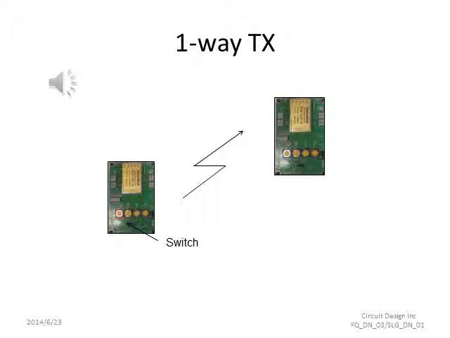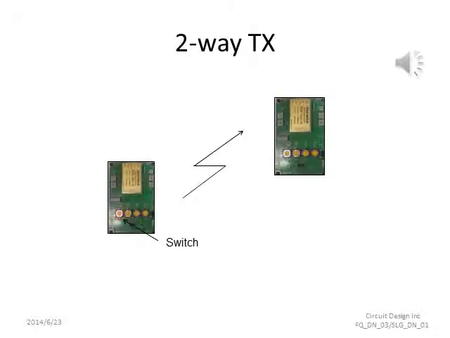For the one-way transmission, you just push the switch on the transmitter board and the corresponding LED will light up on the receiver board. For the two-way transmission, it is exactly the same but this time an acknowledgement is sent back to the transmitter board, and the LED on the transmitter board will light up.